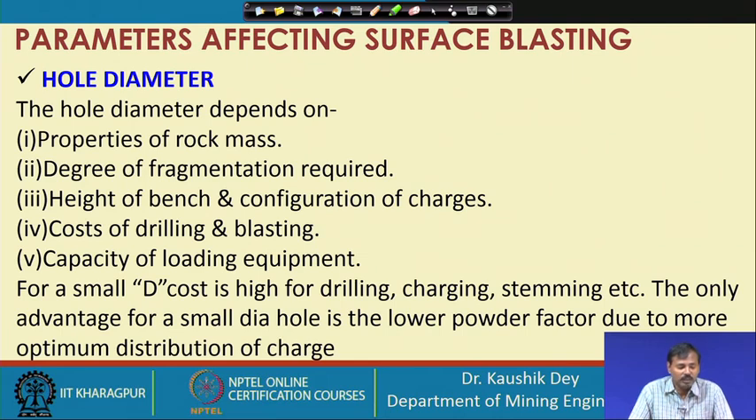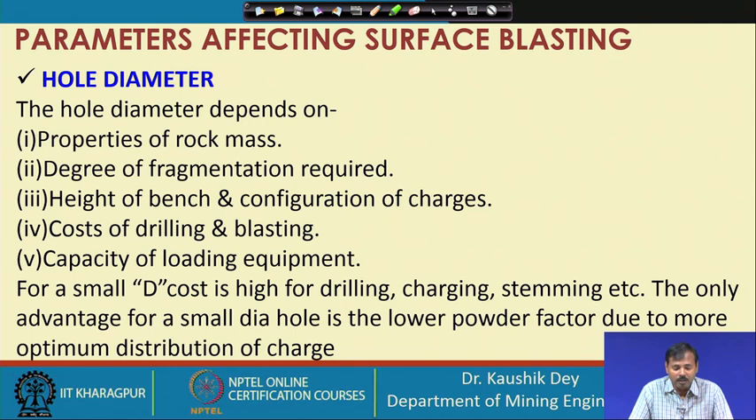Suppose the diameter is small, then what will happen? As the diameter is small, it contains a smaller charge. As it contains a smaller charge, we have to provide more holes in a given space. That means the spatial charge distribution will be better if the diameter is small, as the burden, spacing, and all these parameters are also smaller. So, that is why charge distribution is better if you are using a small diameter explosive, but this will give you a higher cost of drilling, higher cost of charging, higher cost of stemming, etc.